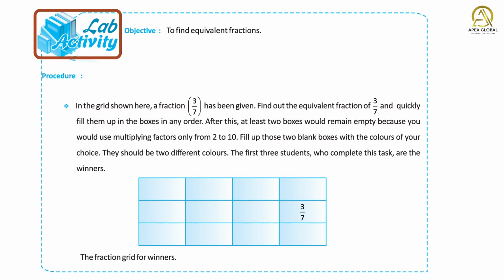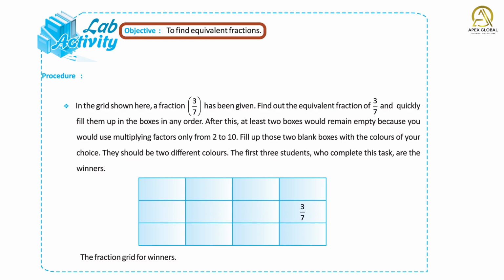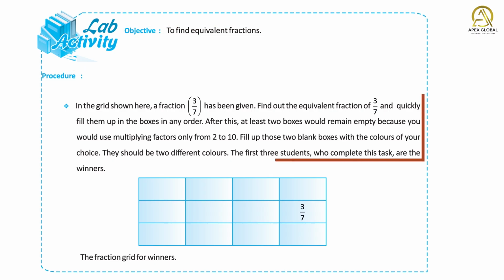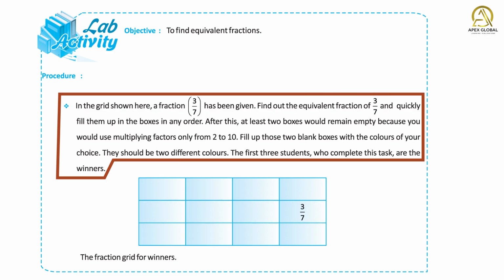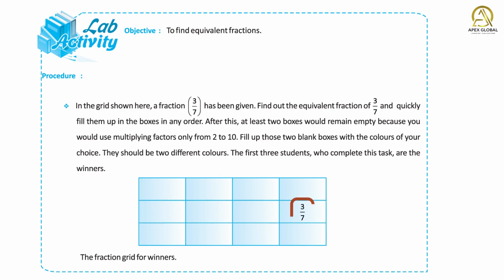Lab activity. Objective: to find equivalent fractions. Procedure: in the grid shown here, a fraction 3/7 has been given. Find out the equivalent fractions of 3/7 and quickly fill them up in the boxes in any order. After this, at least 2 boxes would remain empty because you would use multiplying factors only from 2 to 10. Fill up those 2 blank boxes with colors of your choice. They should be 2 different colors. The first 3 students who complete this task are the winners. 3/7, the fraction grid for winners.